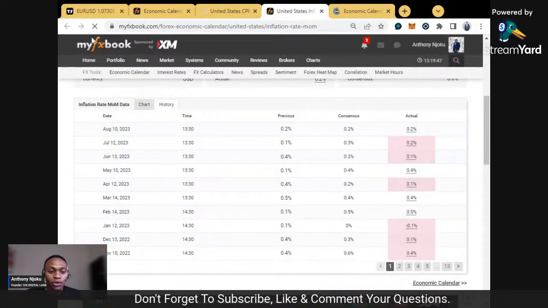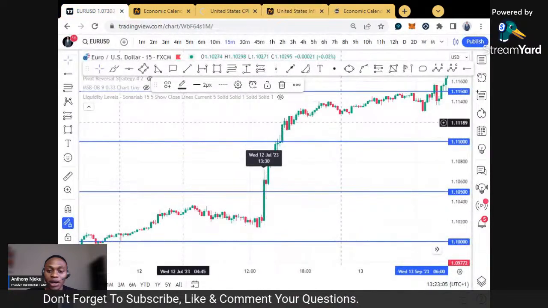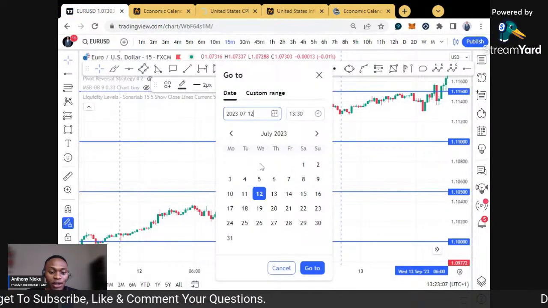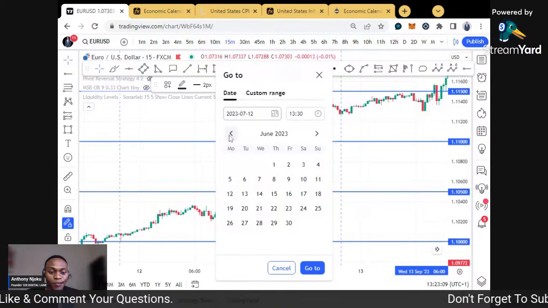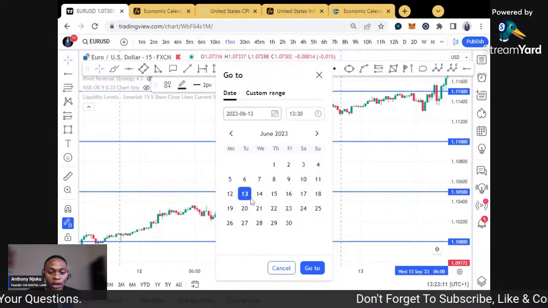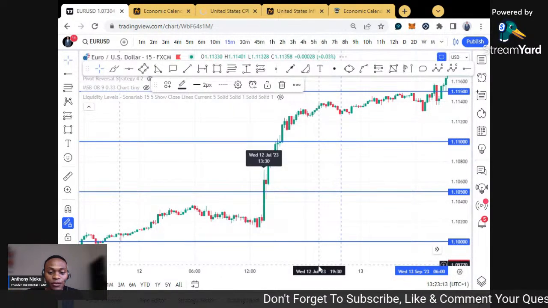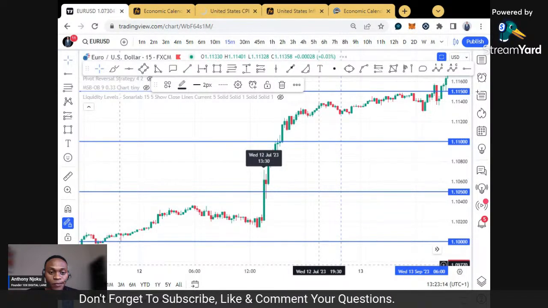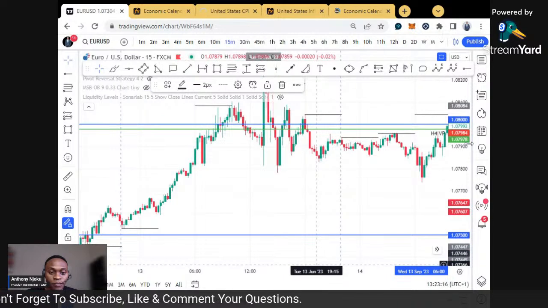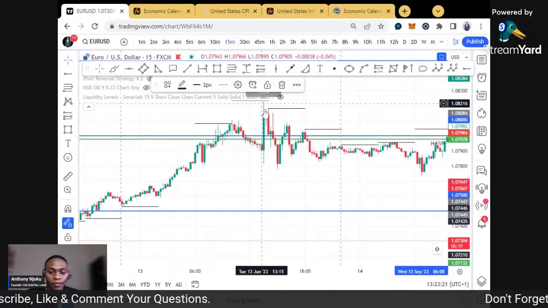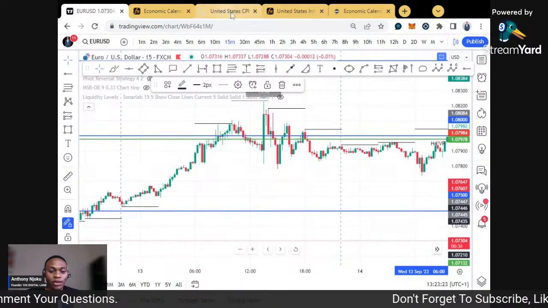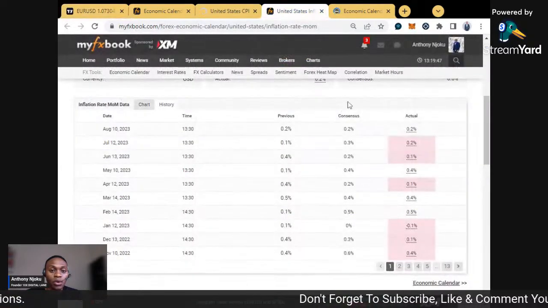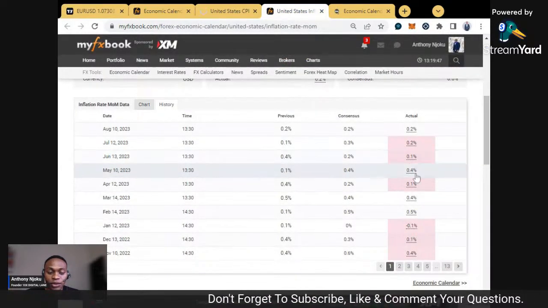Okay. So also on June 13th, we had lower than forecast. This was June 13th, lower than forecast. Okay, on June 13th there was a massive spike to the upside too. So you can see that for yourself.